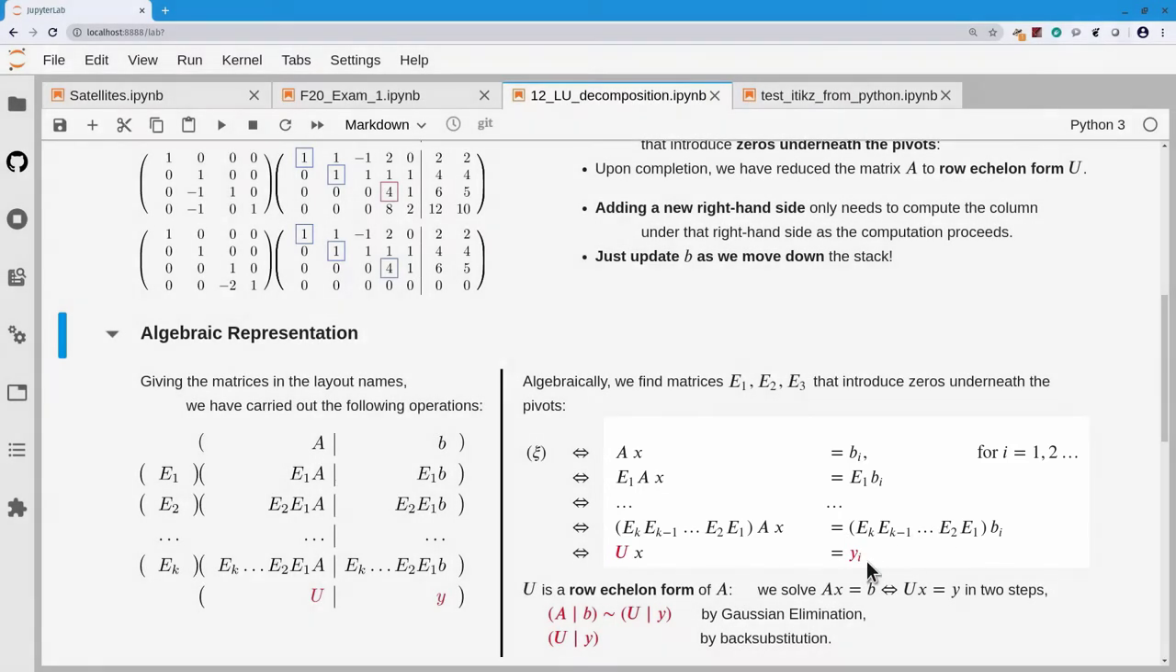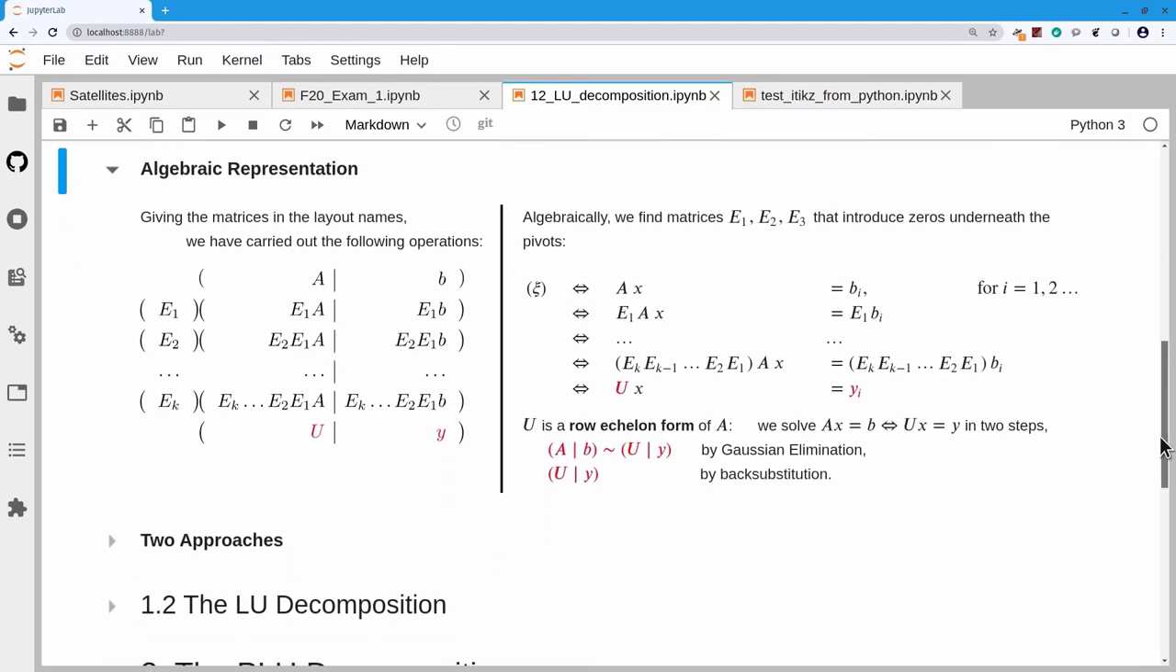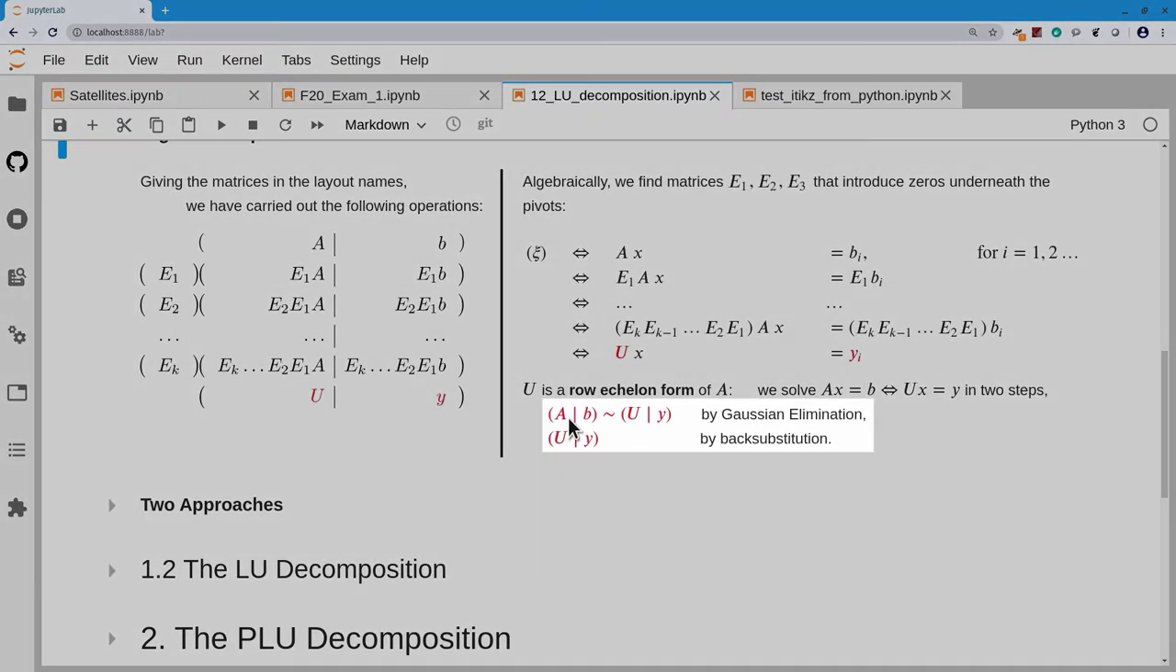So Gaussian elimination, therefore, takes a matrix A and whatever we augment it with, here with B, and applies those E matrices to arrive at an equivalent system, Ux equals Y. And that final equation, Ux equals Y, we solve by back substitution. So the way things went, therefore, we started with A B, we applied Gaussian elimination to go to U Y, and then once we have U Y, we do back substitution.